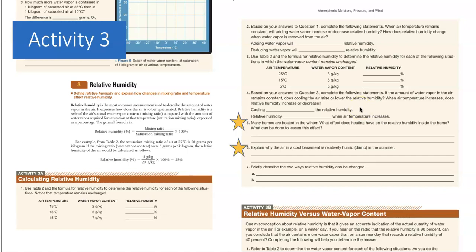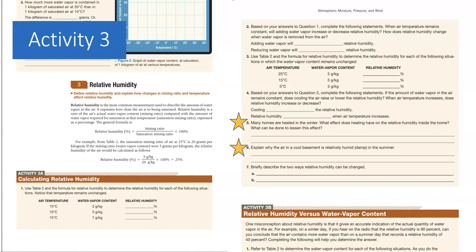Now 5 and 6 are what I call superstar questions because they take all of this stuff that we're learning and they put it into reality, right? You're probably thinking, why do I need to know this? Well, for number 5, many homes are heated in the winter. What effect does heating have on the relative humidity inside the home, and what can be done to lessen this effect? 6, explain why the air in a cool basement is relatively humid or damp in the summer.